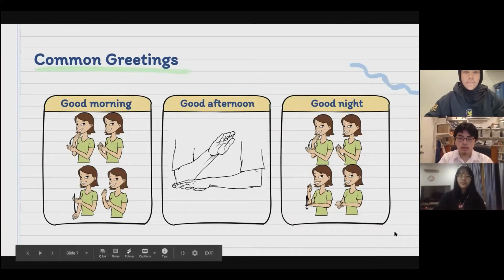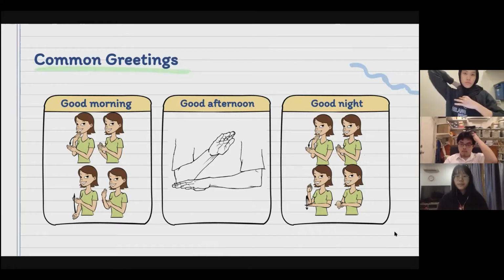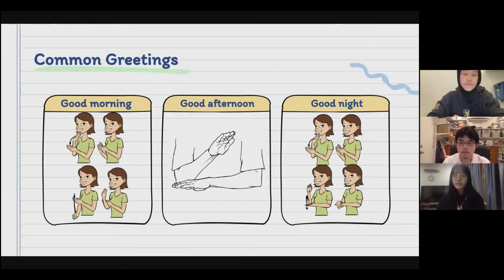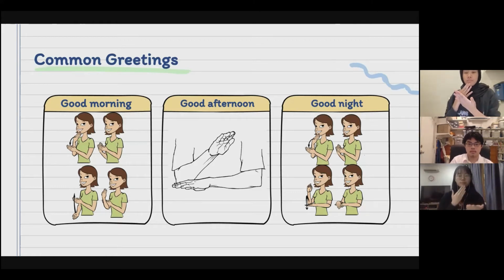Okay, so there are three common greetings: good morning, good afternoon, and good night. So all of them use the word good. So I'll be teaching what the word good is. So you want to have your dominant hand and put it on your chin and bring it forward to your non-dominant hand. Good.